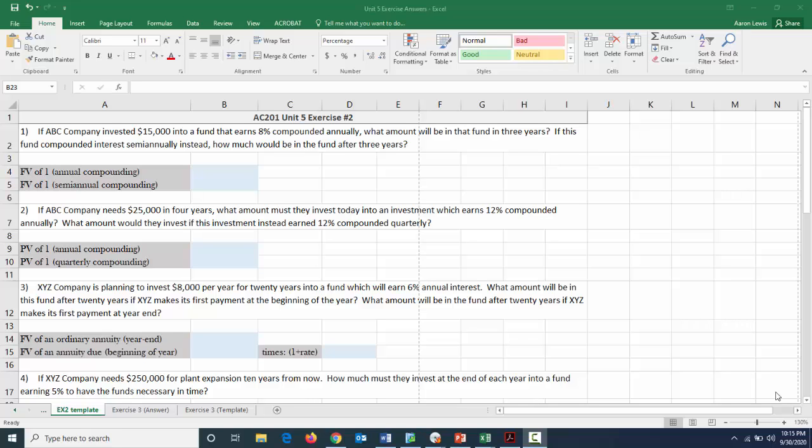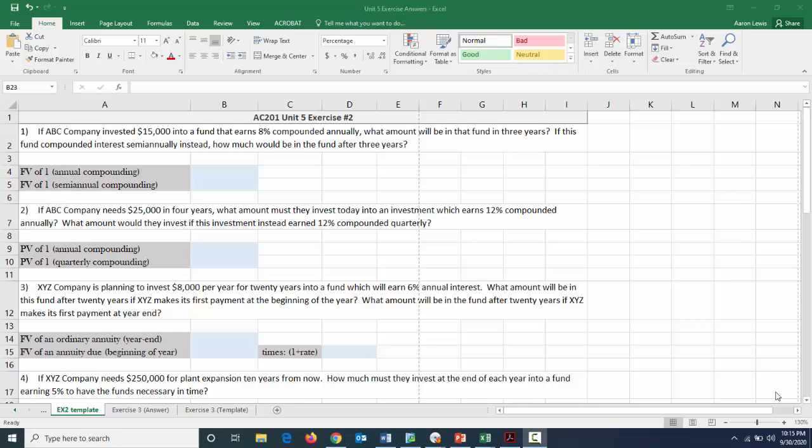In our first problem, ABC Company is going to invest $15,000 into a fund which earns 8% compounded annually, and they want to know what amount that fund is going to be worth in 3 years. Second part of this question, they want to know, is that going to differ if it compounds semi-annually?